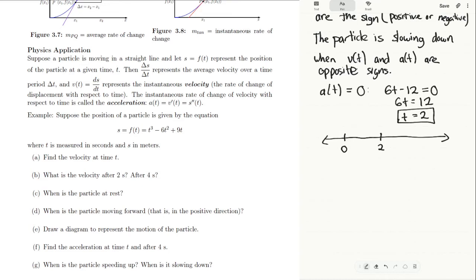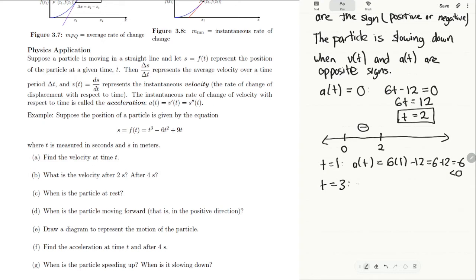Between 0 and 2, let's suppose we let t be 1. The acceleration function is going to be 6 times 1 minus 12. That is 6 minus 12, which is negative 6. So we know that the acceleration is going to be negative from 0 to 2. Now let's test when the time is between 2 and infinity.